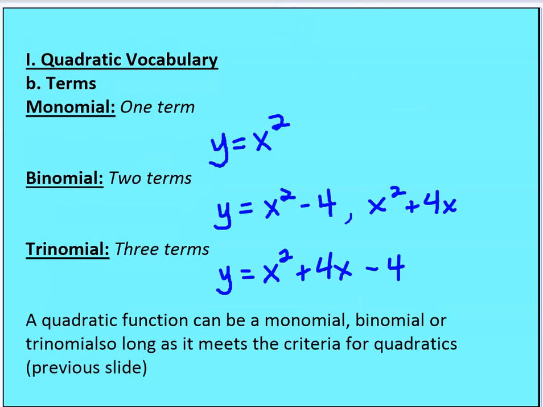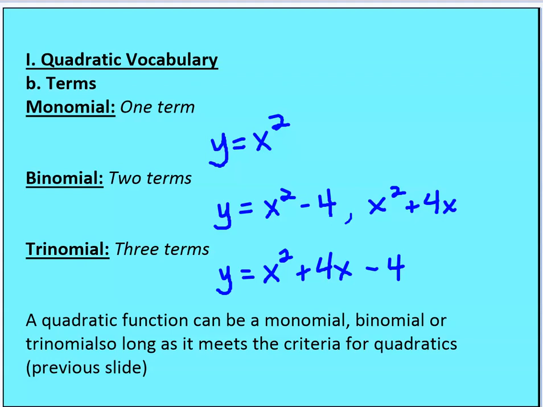All right, so let's talk about, I talked about monomials, binomials, and then we're going to talk about trinomials. So mono means one. I have one term. So x squared is one term. Two terms would be x squared minus 4, or x squared plus 4x. And then three terms, x squared plus 4x minus 4.